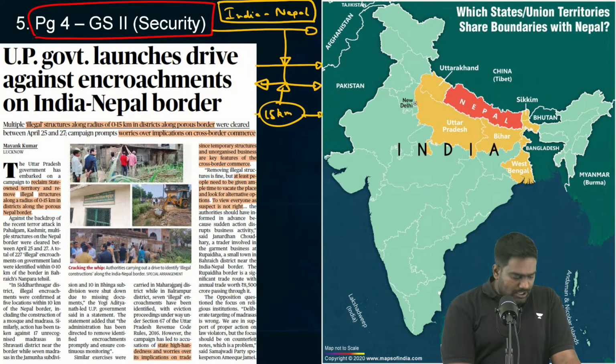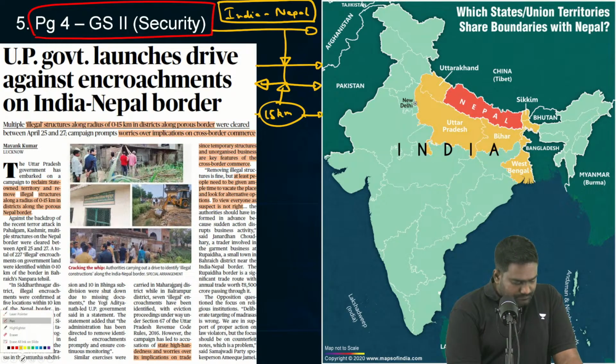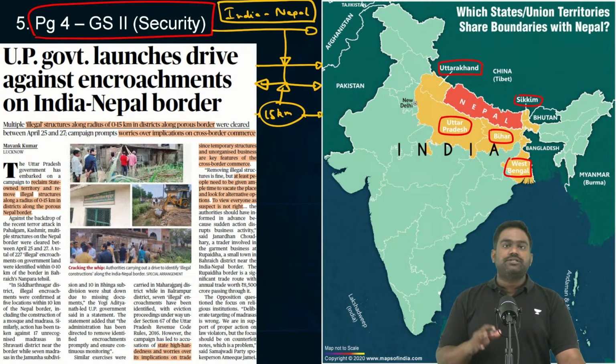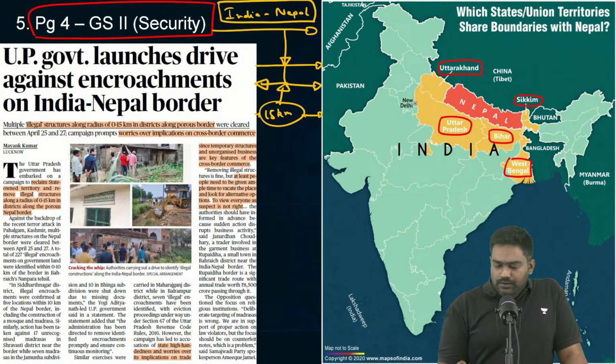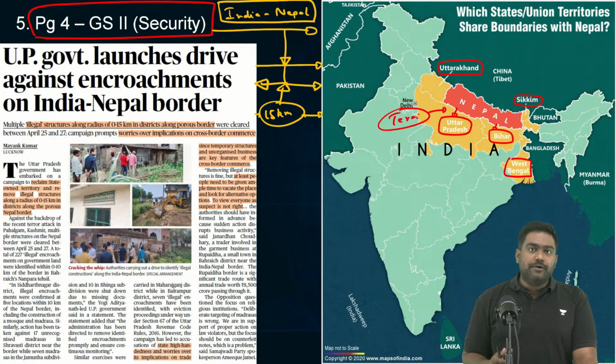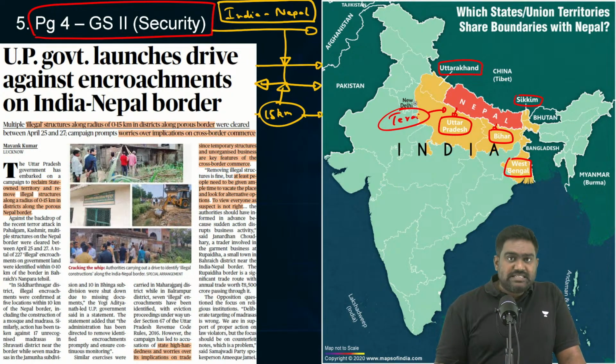The India-Nepal border, which you can see in the map over here, is shared between Uttarakhand, Uttar Pradesh, Bihar, West Bengal and Sikkim. These are the border states that share the border with Nepal, this Himalayan state. Now, if you look at the borders towards UP and Bihar, it's largely the plain area, the Terai belt. So there are many border villages present right along the border. It's quite densely populated as well.